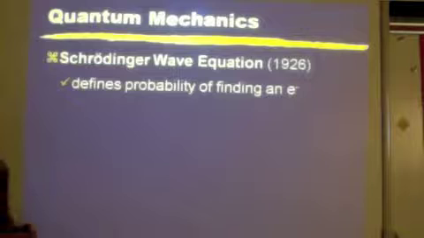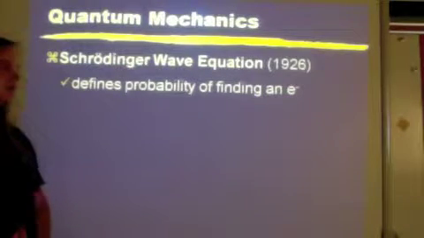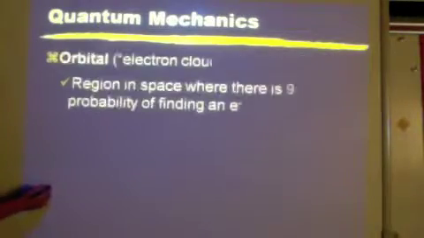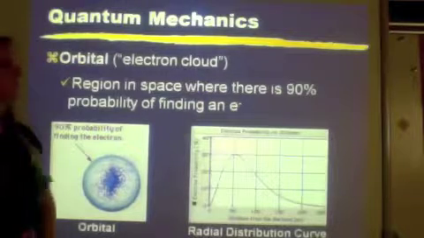Schrodinger, he's the main person behind the electron cloud model. He defines the probability of finding an electron, and he calls it the orbital.